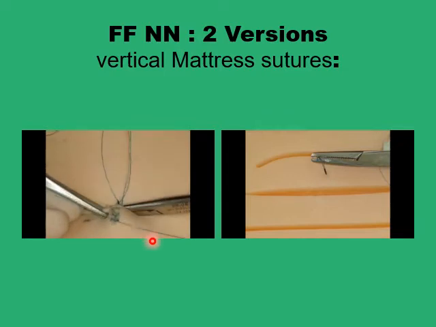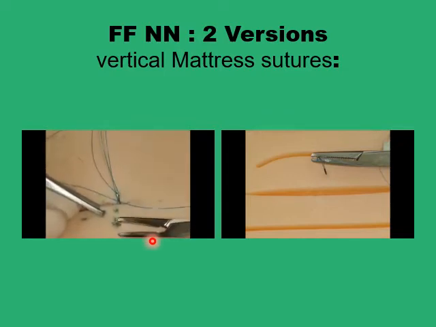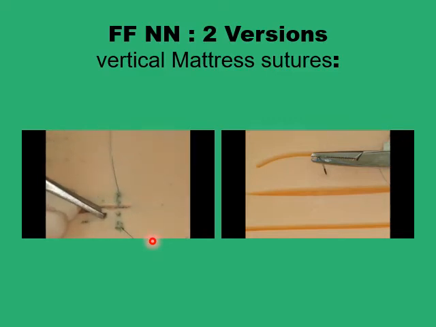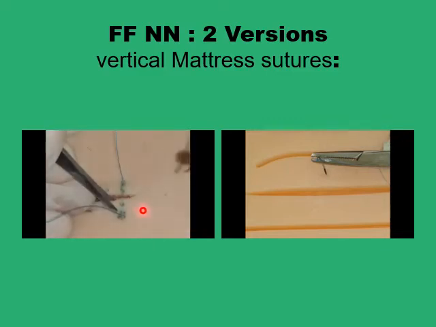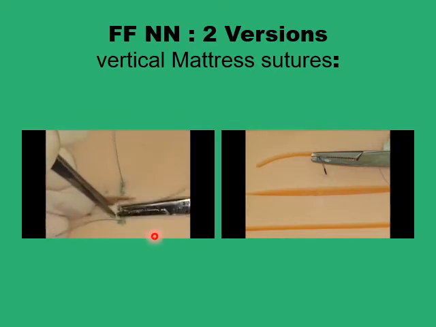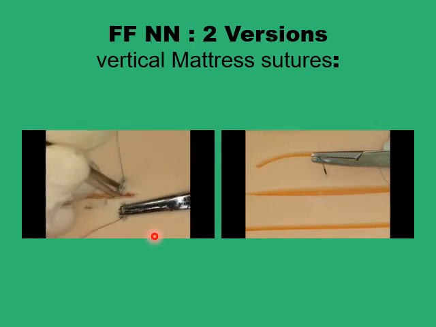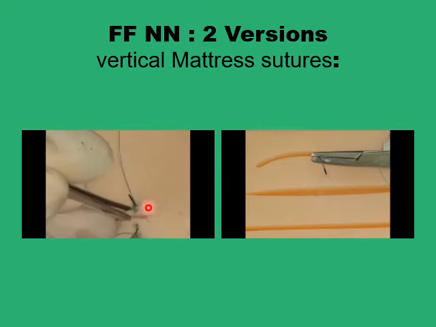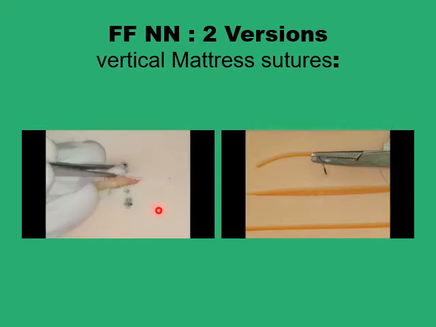and then you change the needle direction and pass it through the near to near on the same side first and then the other side. So you end up with the two strands on one side, and then you tie the knot on this side.